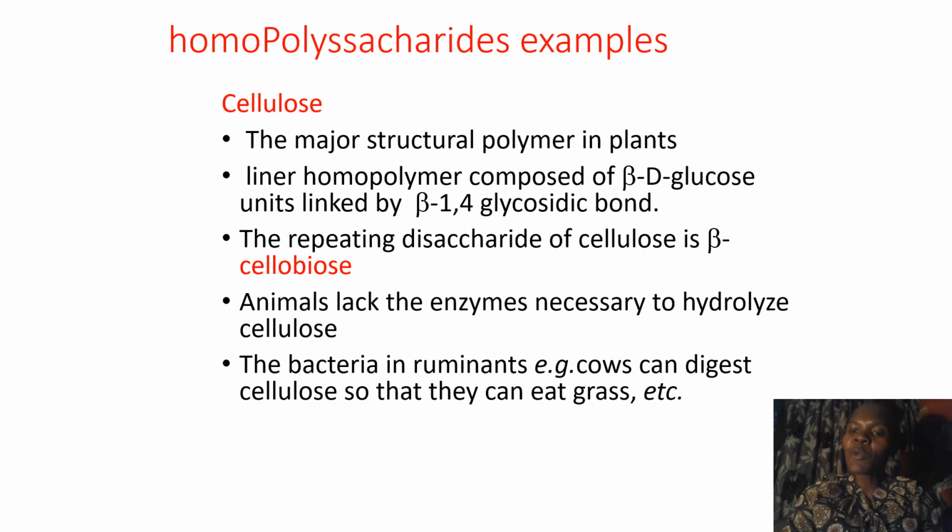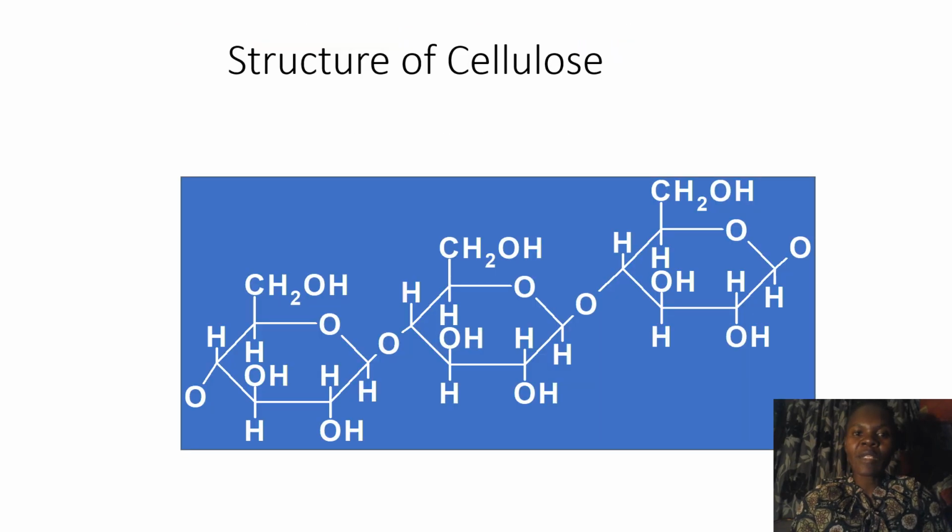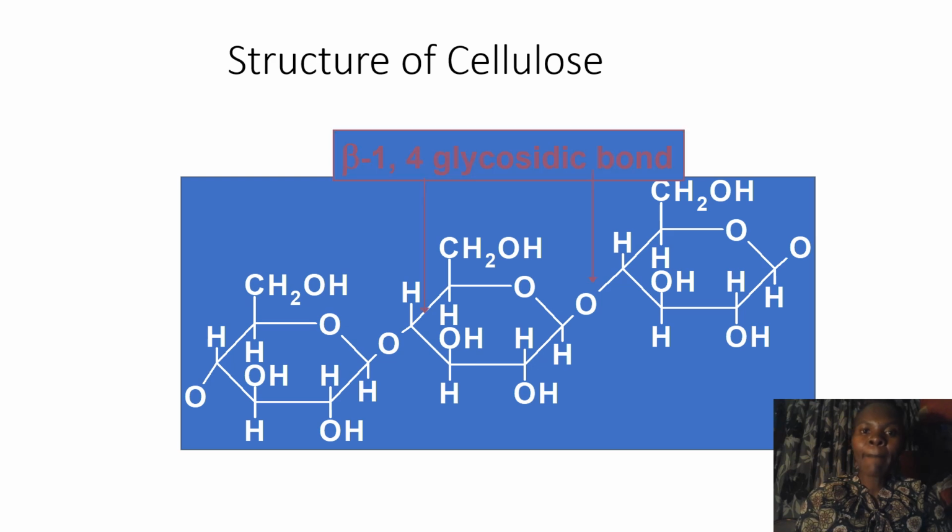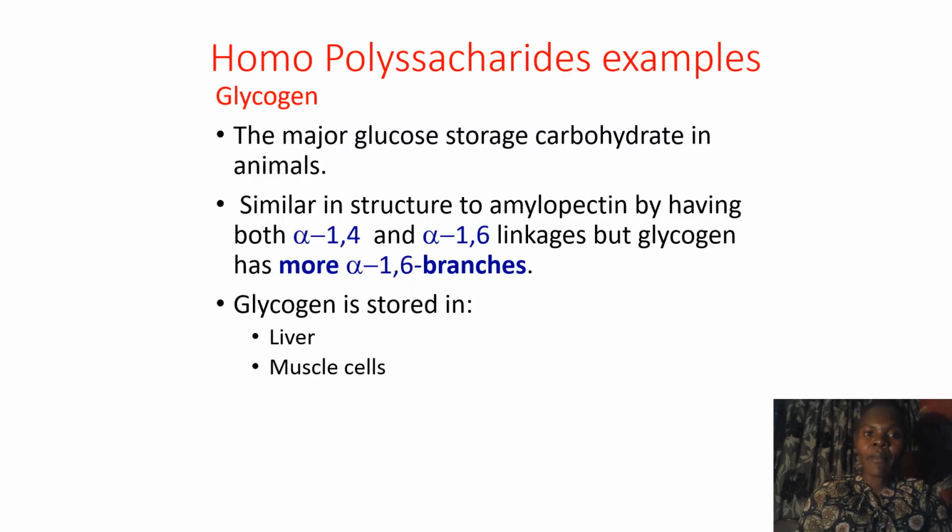Animals always lack the enzyme to break down cellulose, but this enzyme is always present in the bacteria of ruminants, for example cows, and that is what allows them to eat grass so that it can be digested. That is the structure of cellulose. You can see the beta, the OH is above, so it's easier to extend the beta 1,4 glycosidic bond upwards. Another one, glycogen.